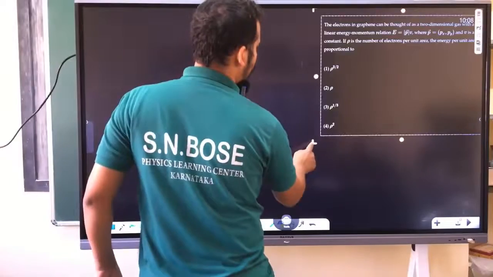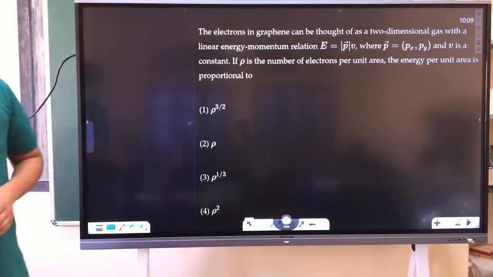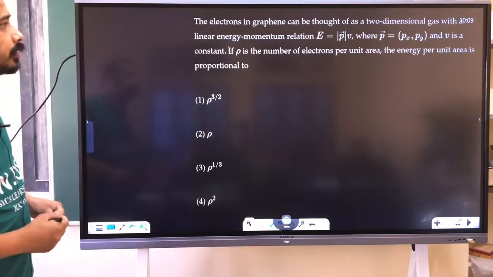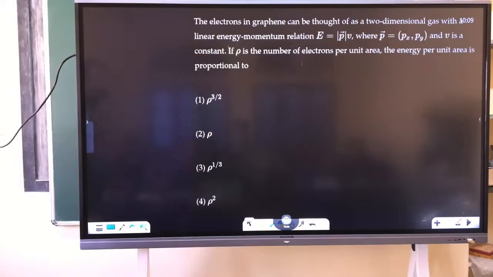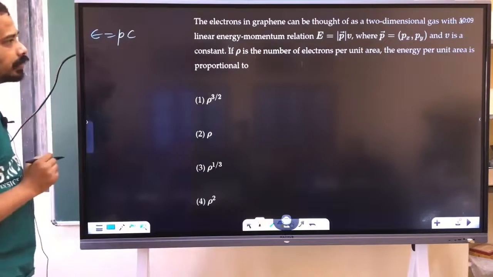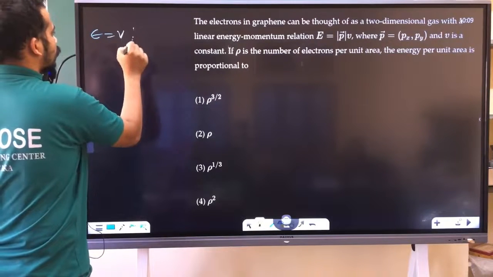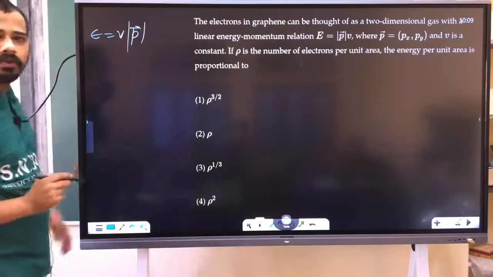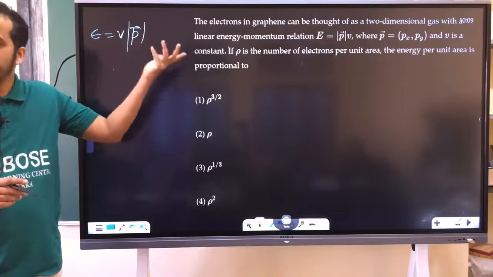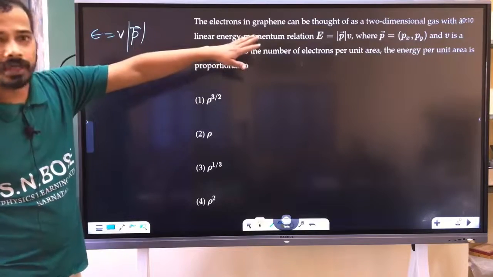So I told you one type of problem. Electrons in graphene can be thought of as a two-dimensional gas, with an energy and momentum relation E equals P into C. Why? I mean, P into V, isn't it? E equals V into the magnitude of P. Why? It's a relativistic particle. Not completely. Don't take velocity equal to C, because then it would become a photon. It's not completely like a photon, but it's a relativistic particle in graphene. Am I right? I told you.